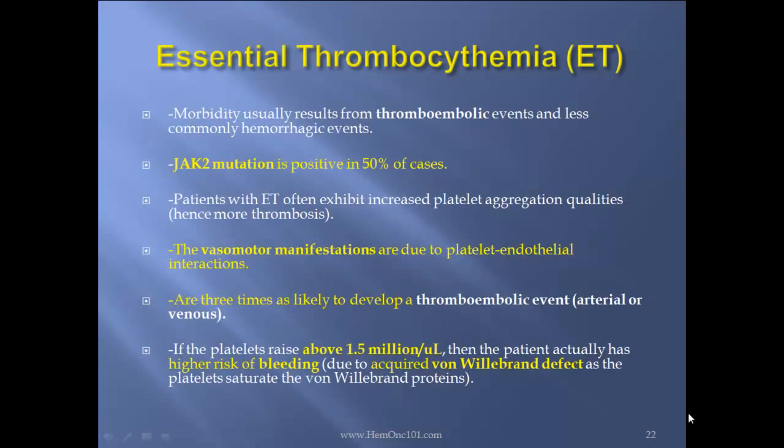Morbidity usually results from thromboembolic events and less commonly hemorrhagic events. JAK2 mutation is positive in 50% of cases. Patients with ET often exhibit increased platelet aggregation qualities, hence more thrombosis. And the vasomotor manifestations are due to platelet endothelial interactions. They are 3 times as likely to develop a thromboembolic event, arterial or venous. If the platelets rise above 1.5 million, then the patient actually has a higher risk of bleeding due to acquired von Willebrand defect, as the platelets saturate the von Willebrand proteins.